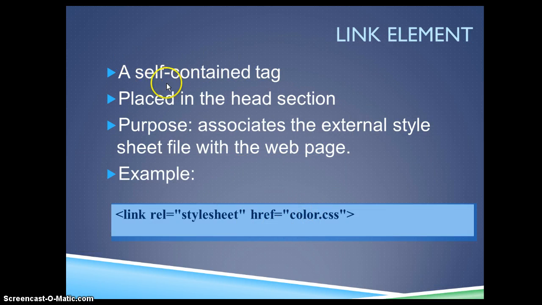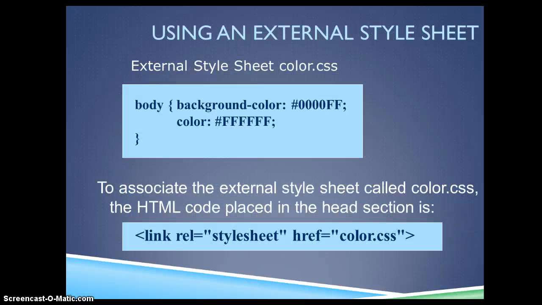So it's a self-contained tag we place in the head section. Its purpose is to associate the external style sheet with the web page. And here's an example: link rel equals stylesheet, href equals color.css. So it's going to load the color.css file into this particular page. So this is just another example of a color.css, and we have one with the same link in the head section of your HTML page.